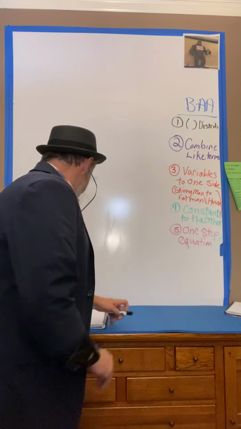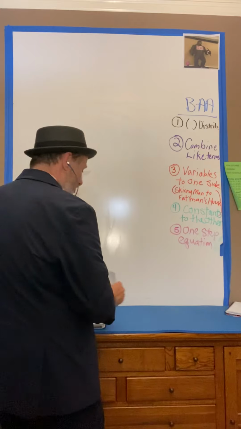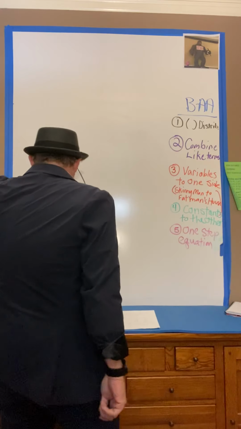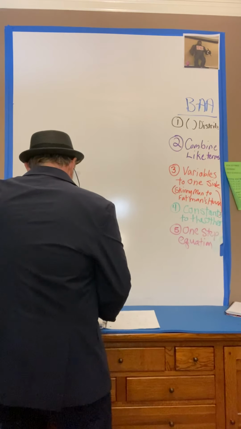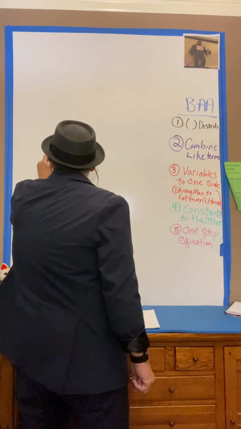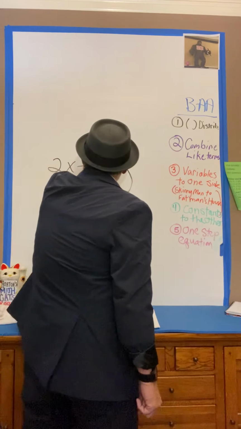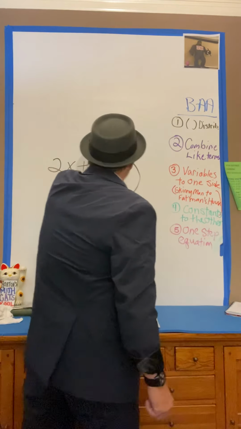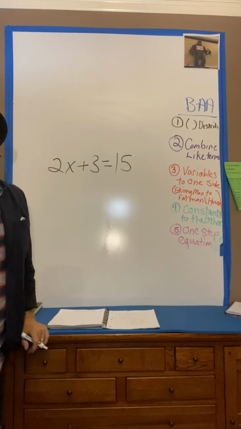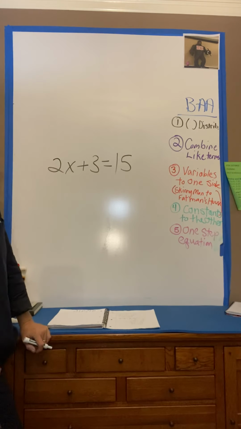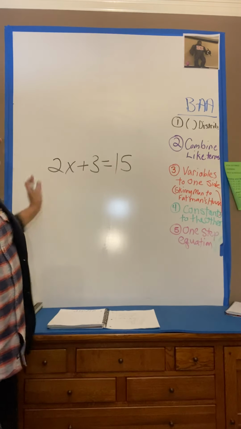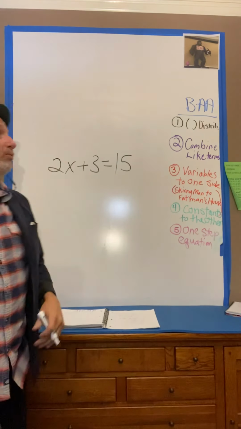So, what are some examples? Well, let's do some examples. We'll start off with an easy one. I have 2x plus 3 equals 15. 2x plus 3 equals 15. First thing you ask yourself, all right, are there any parentheses? No, don't need to do step 1.